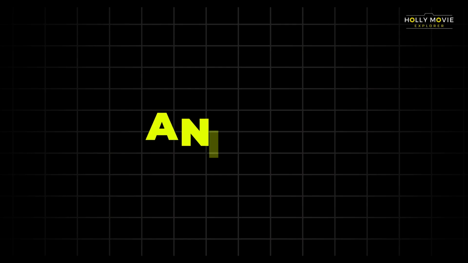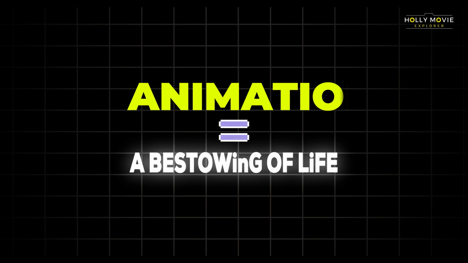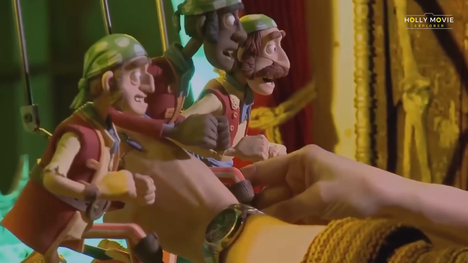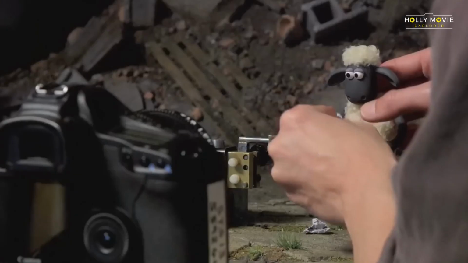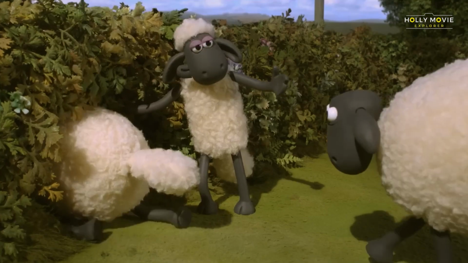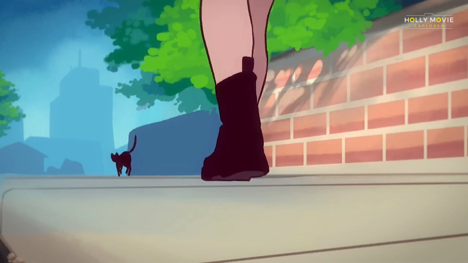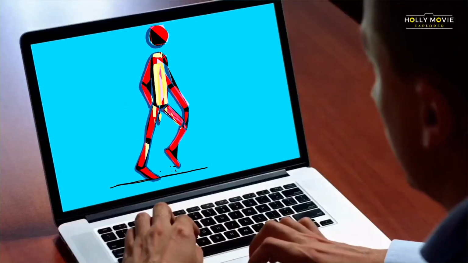Let's begin. The word animation comes from the Latin word animatio, which means a bestowing of life. Animation is a type of filmmaking in which a still object is captured in multiple positions, and these images are projected in rapid succession to create the illusion of movement. This still object can be anything from a drawing, a puppet, or a computer-generated image.